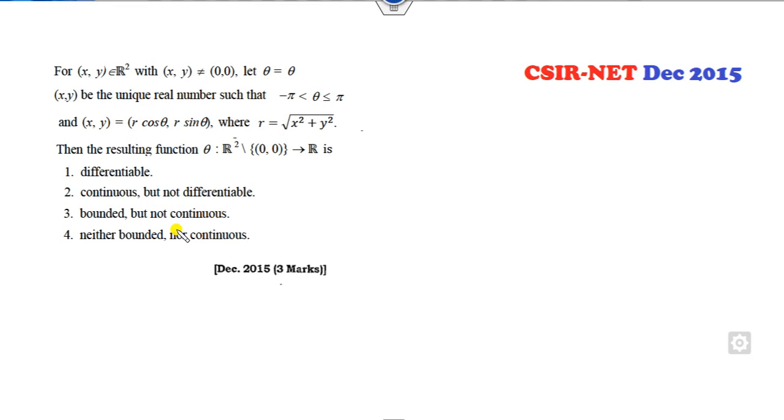Now let's see how you can solve this question. If you look at this question, for all those points in R2 where (x, y) is non-zero, theta is the unique real number, that is, basically the principal argument. Then what is the resulting value of theta? That is tan inverse y over x. Then is the function continuous or not?